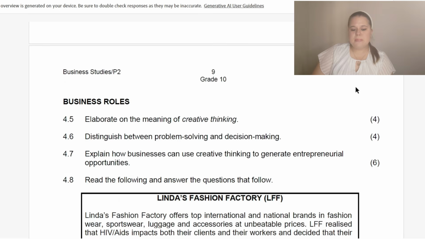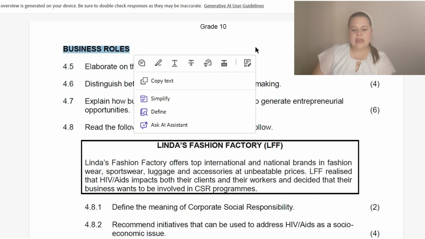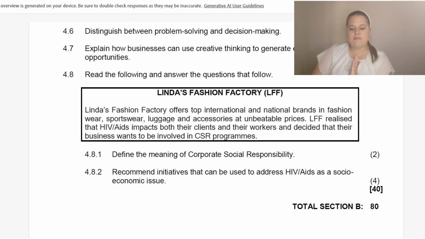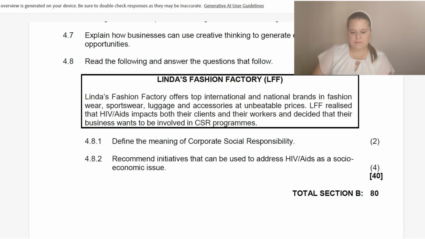Then we have business roles. You see, that's the second half of question 4. Elaborate on the meaning of creative thinking. Distinguish between problem solving and decision making. Explain how businesses can use creative thinking to generate entrepreneurial opportunities. Define the meaning of corporate social responsibility. Recommend initiatives that can be used to address HIV/AIDS as a socio-economic issue.